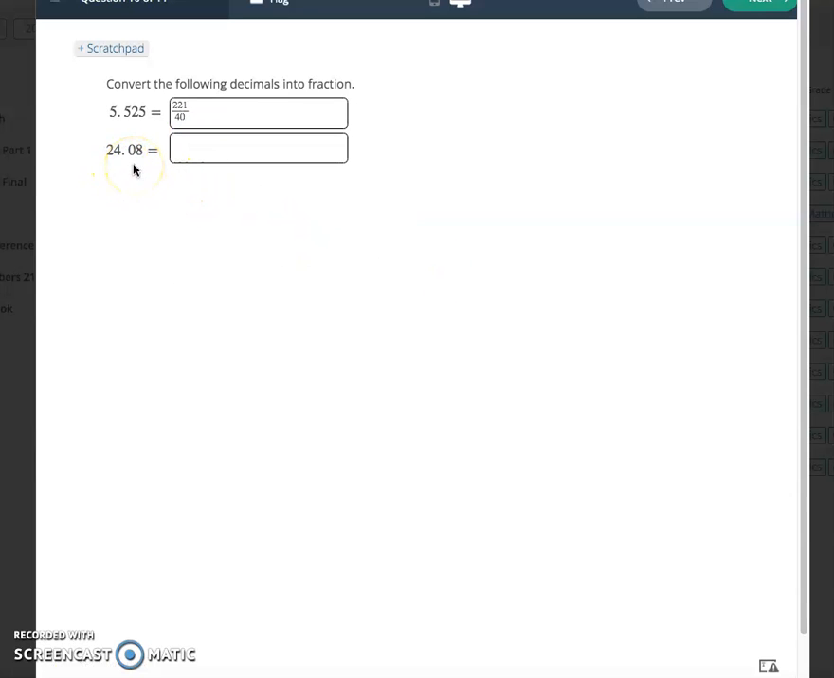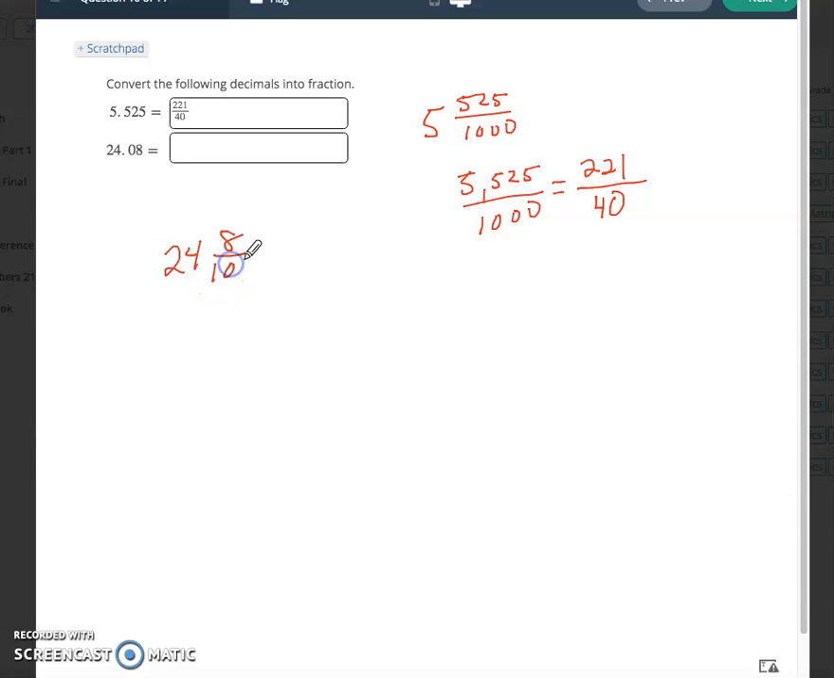This one is 24.08. So let's say 24 and 8/100ths. Let's turn that into an improper fraction. 24 times 100 is 2,400, plus 8 is 2,408 over 100. Now let's think of numbers that go into here evenly. Ideally, we use the biggest number. I know definitely 2 goes into both of these numbers, but I also know that 4 goes into both of them. So let's try 4.